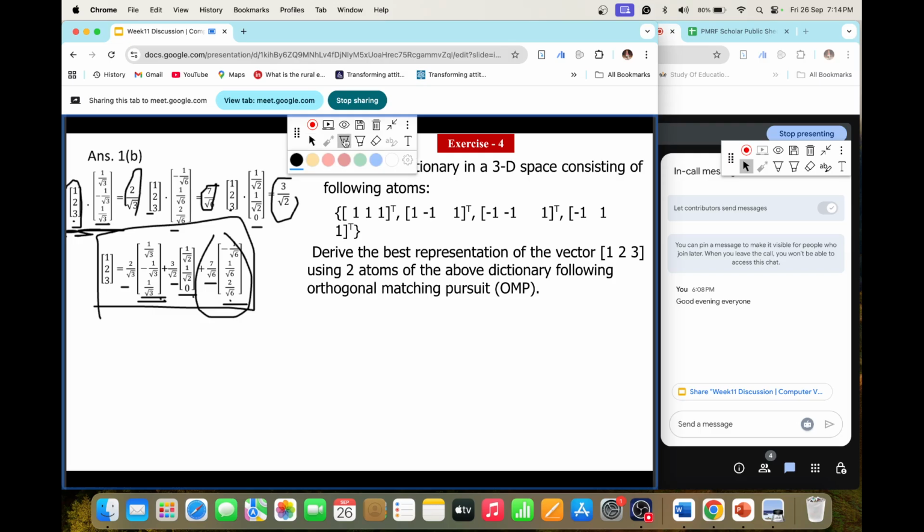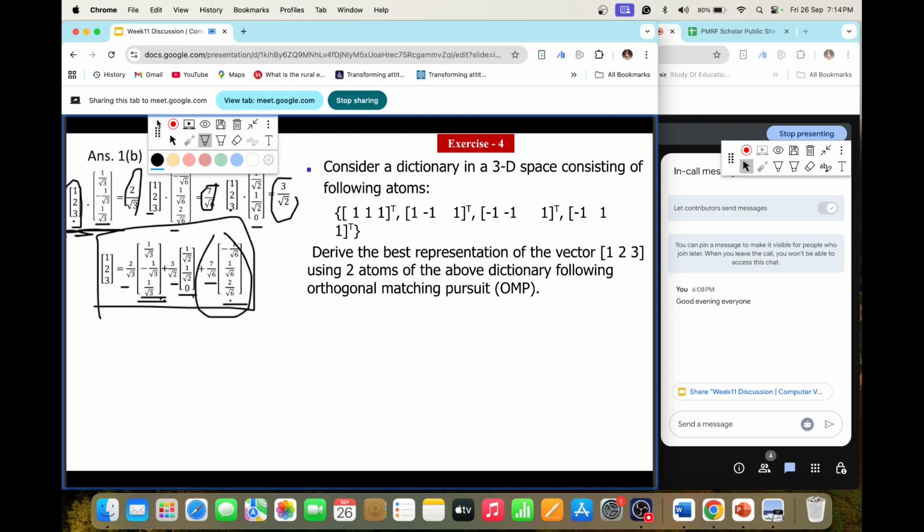So this is the next question. Consider a dictionary in 3D space with the following atoms. Atoms are nothing but basis vectors. So you have 3D space, and you have all these basis vectors, 1, 2, 3, 4 basis vectors given. Derive the best representation of the vector 1, 2, 3 using two atoms of the above dictionary following the orthogonal matching pursuit, or OMP, algorithm.